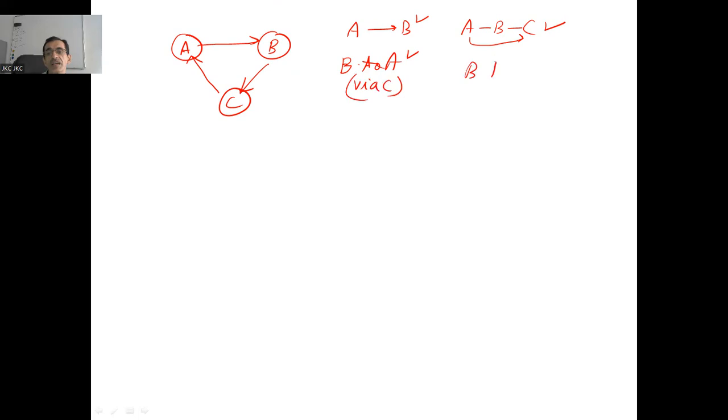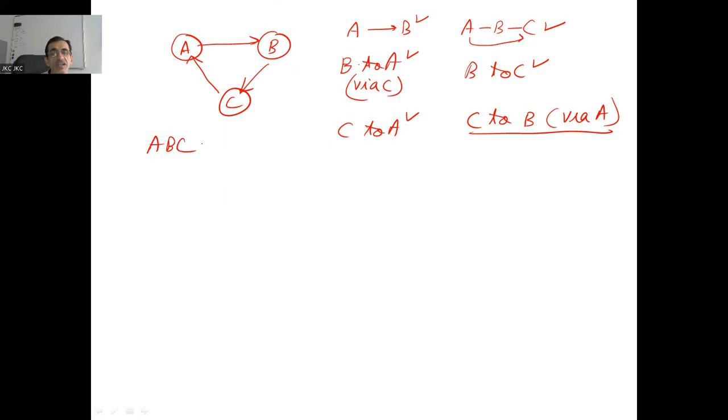B to C is a direct available. Okay. C to A direct available. C to B, yes, via A I can go. So there is a path. So then I can say A, B, C can become a connected component. Similarly, there can be many more also.